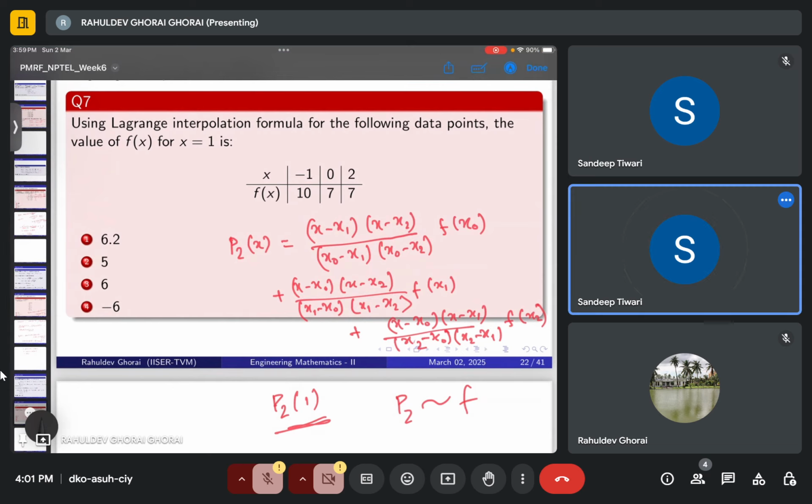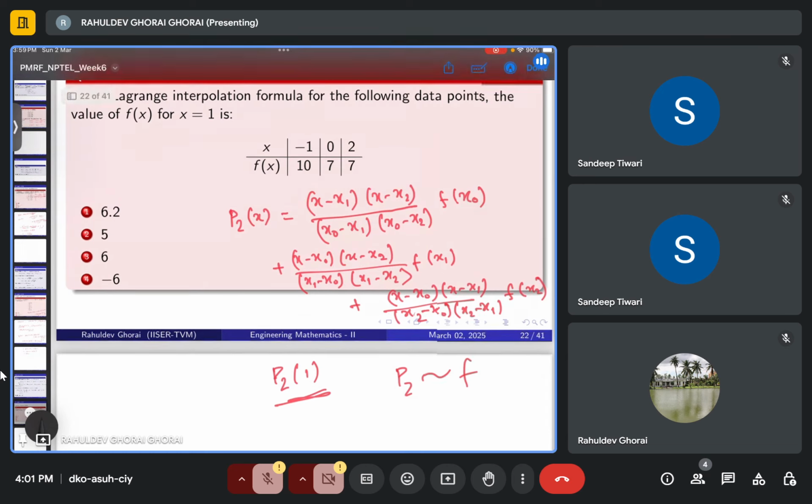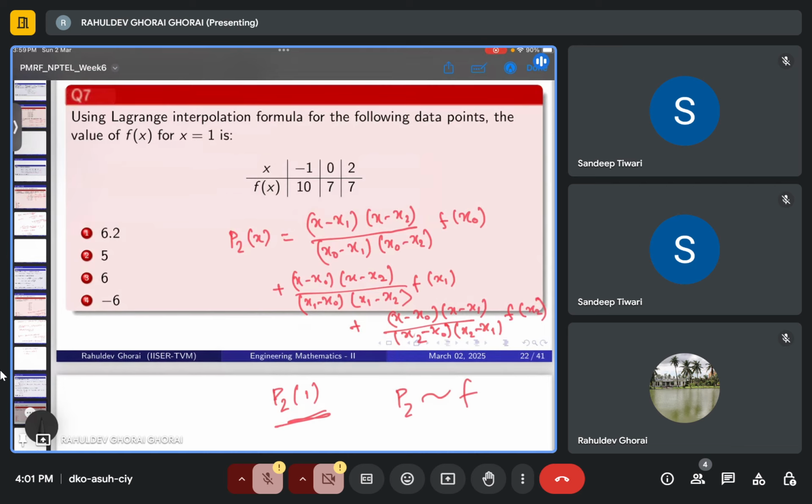Option one. Option one you're getting. Okay, let's see whether option one is correct. So for f of x, all the terms will be there.